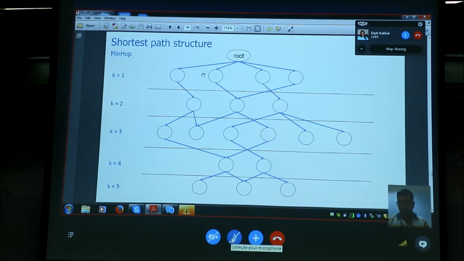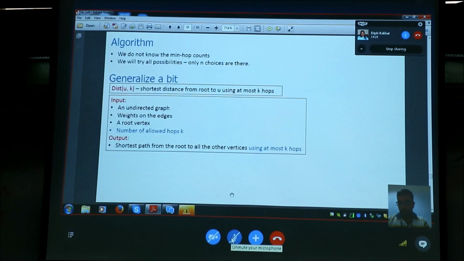Other things, we are going to slowly build now, right? We are going to go from k equal to 2, k equal to 3, we'll build layer by layer. That is a dynamic programming recursion. We are going to go layer by layer. Okay? So let's see that.